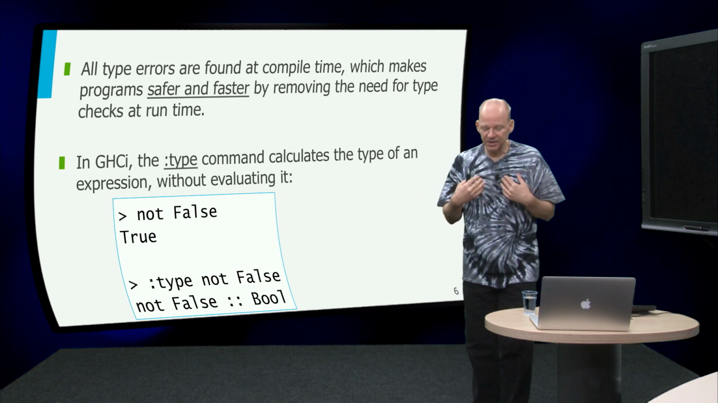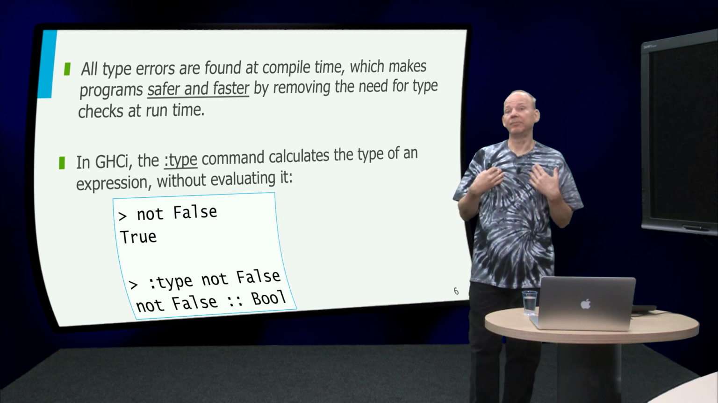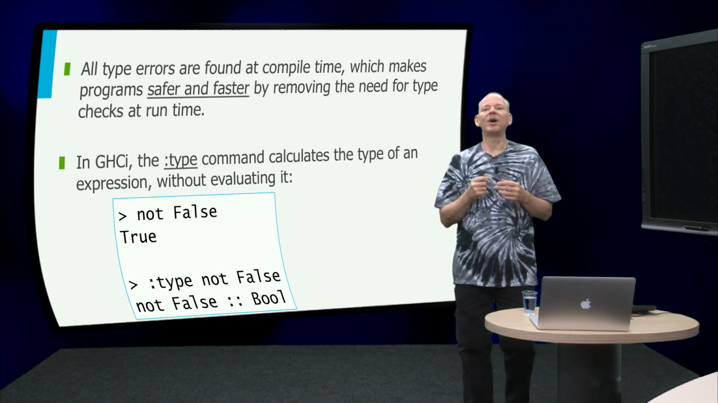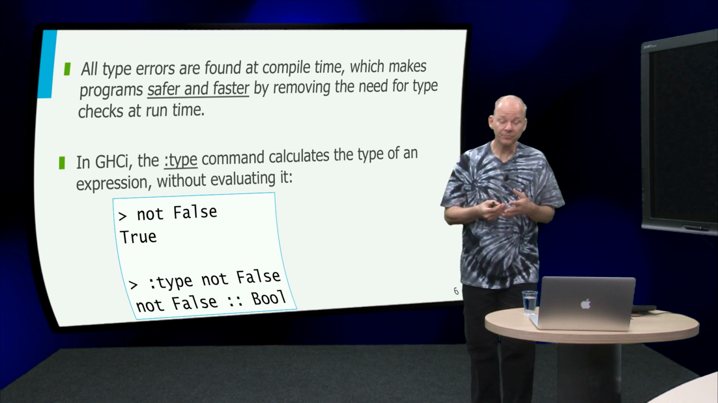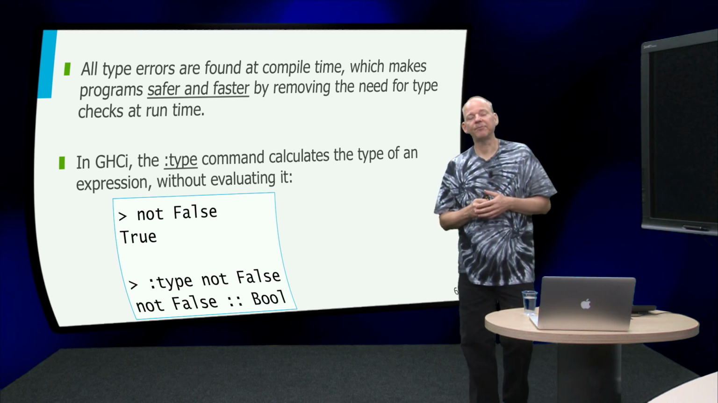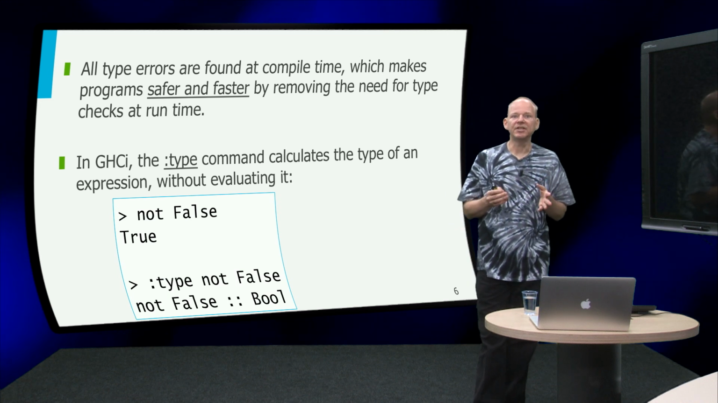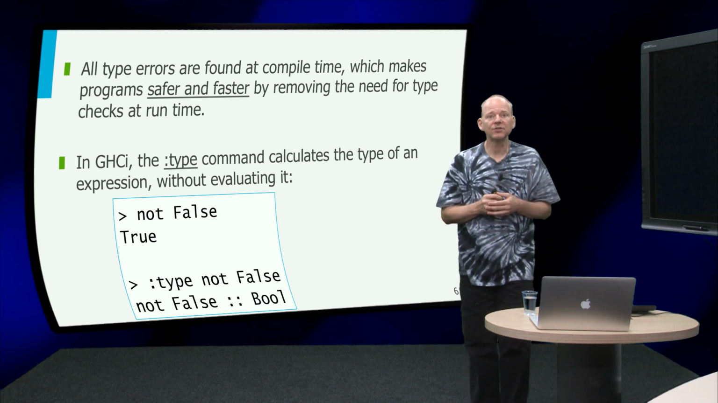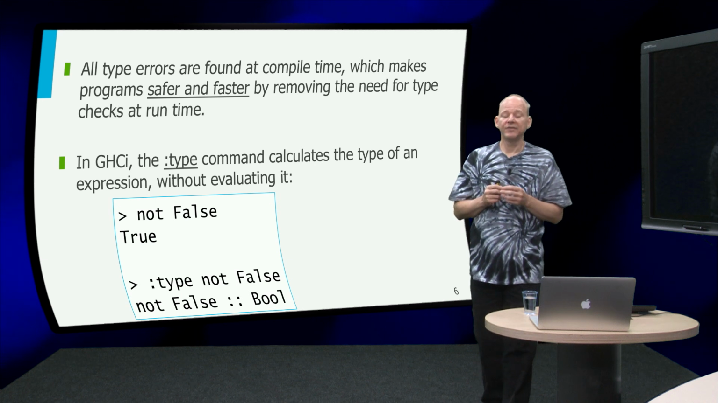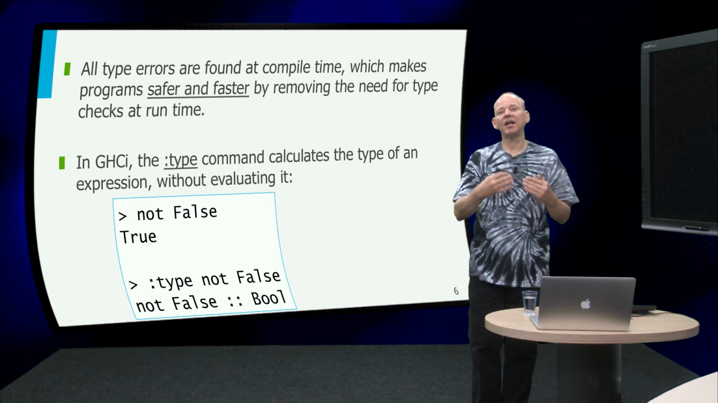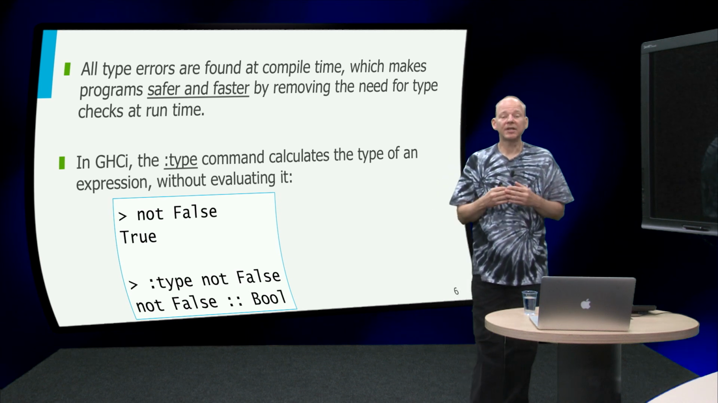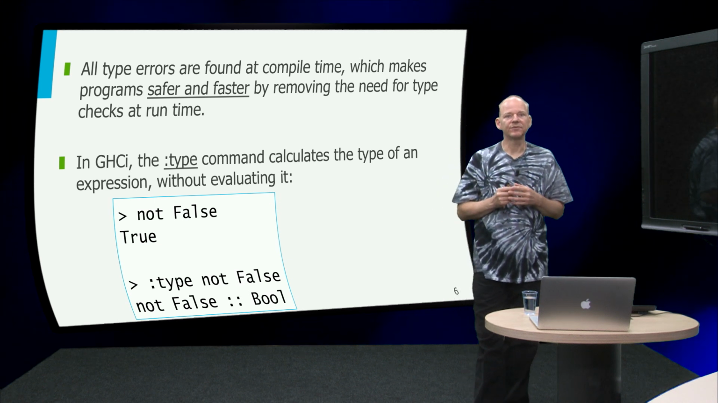But for me personally, I'm lazy, so I like it if the compiler catches the type errors for me early. In the previous lecture, we played around with GHC, and GHC has a special command, :type, that allows you to ask the type of an expression. So you can ask GHC to calculate the type of an expression for you.